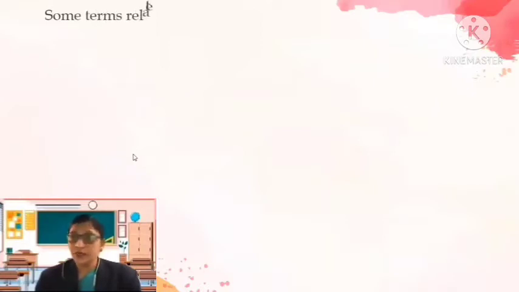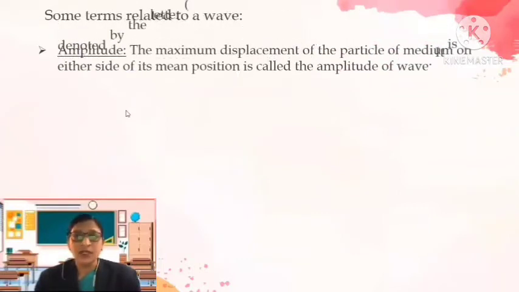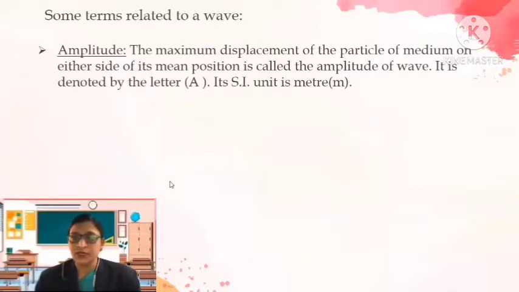Dear friends, let us move to study some basic terms related to a wave. Here comes the first definition, that is the amplitude of a sound wave. The maximum displacement of the particle of the medium on either side of its mean position is called the amplitude of the wave.